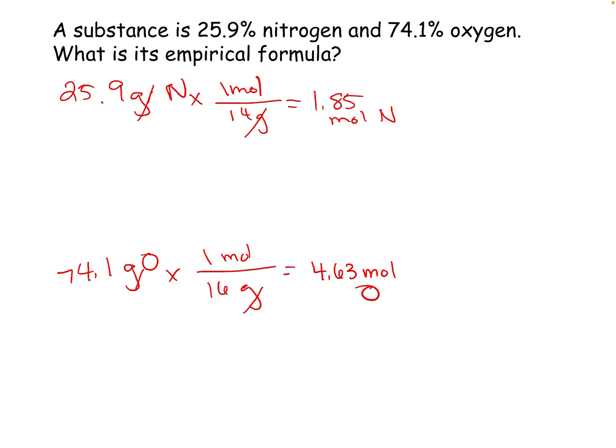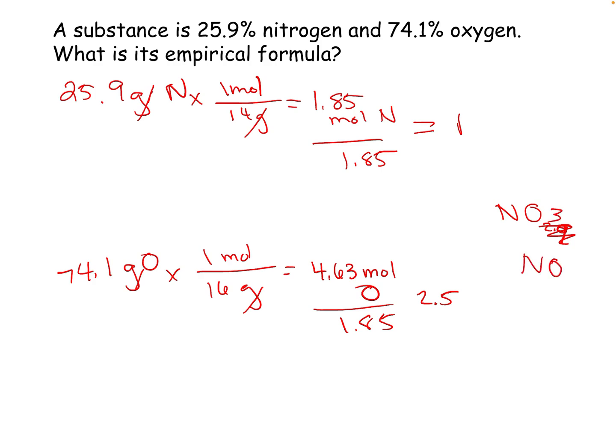Okay, great. Now I have my mole ratio. Now we need to say, okay, who is smaller, 1.85 or 4.63? Clearly it's the 1.85. So let's divide both of those moles by that. And so you're going to get a ratio of 1 to 2.5. So that would mean you have an N with a subscript of 1, oxygen 2.5. So normally if it was, let's say, 2.9, you're going to round that to a 3.